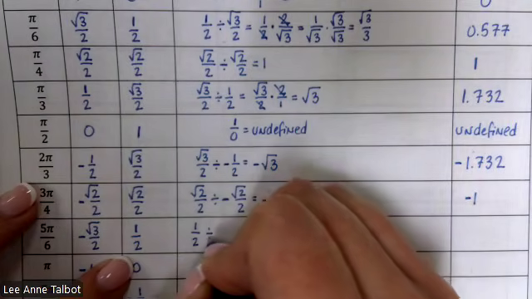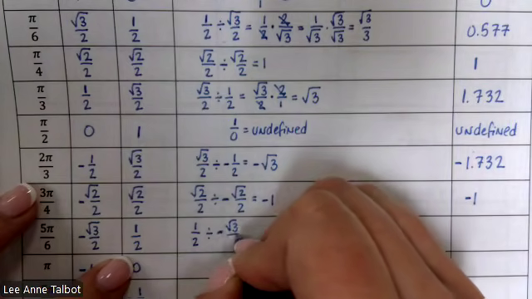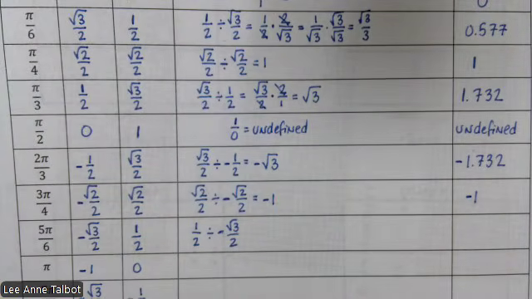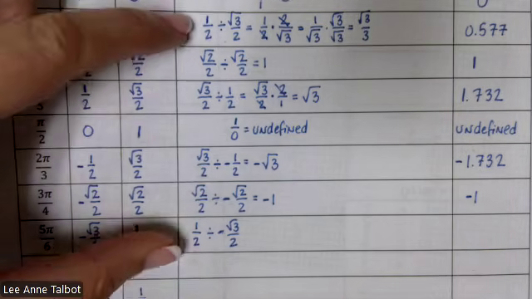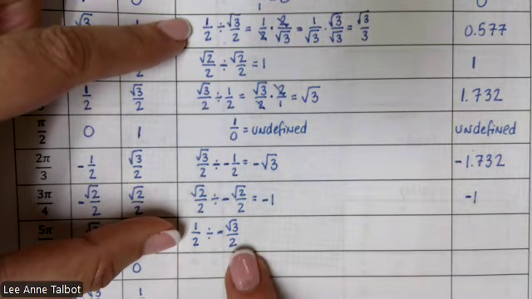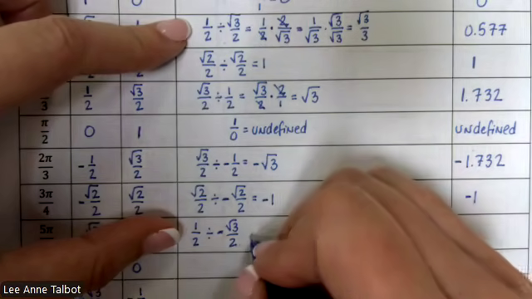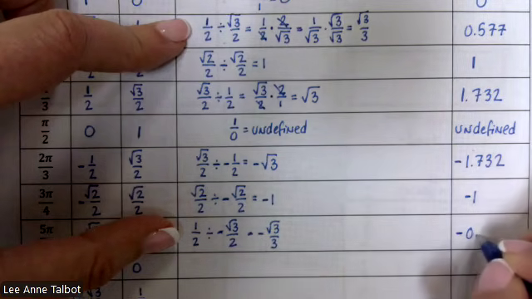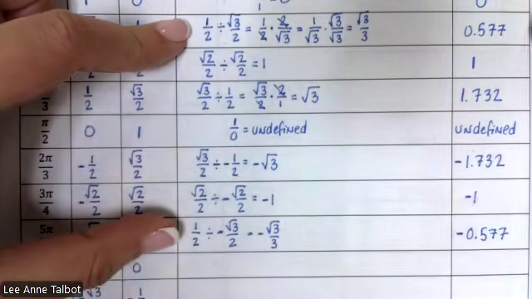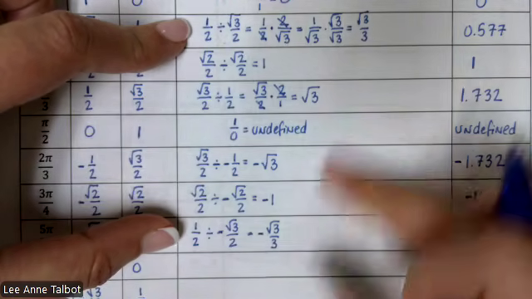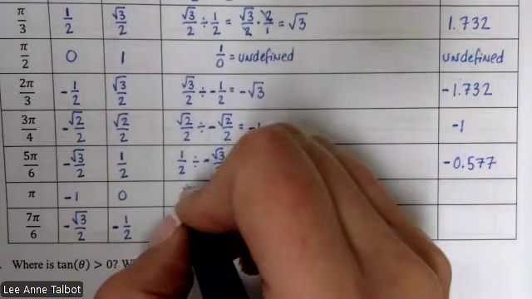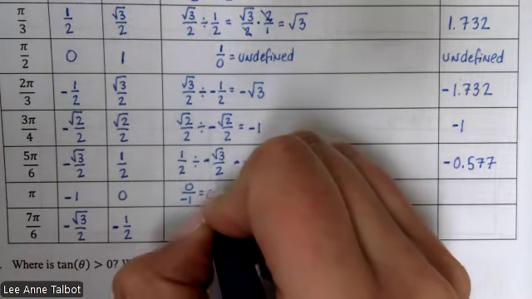Positive 1/2 divided by negative root 3 over 2. Okay, which one is this almost exactly like? Pi over 6, right? Those two are almost exactly the same. It's just that one of them's negative. So it's going to be negative root 3 over 3 and negative 0.577. Okay, so you're noticing the table pattern. You're noticing the pattern here. 0 divided by -1 is 0.